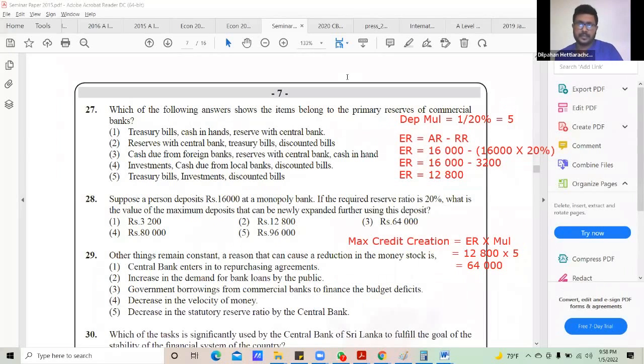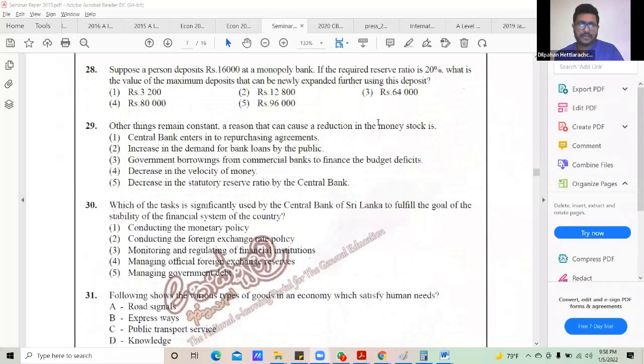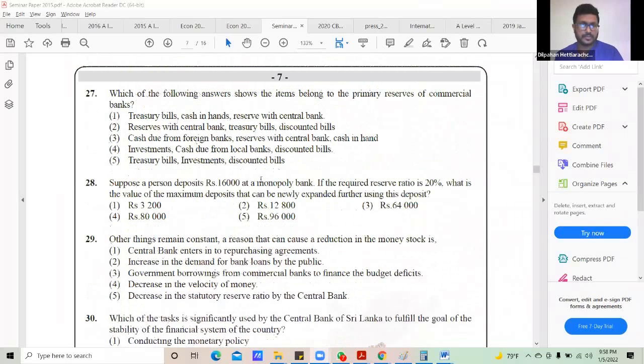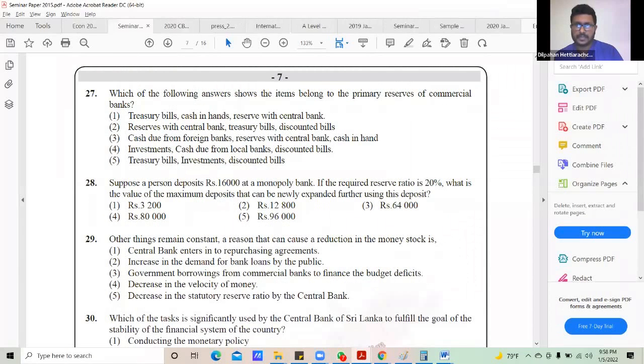Okay. So do you have any more questions regarding these credit creation calculations? I will give you a few minutes to ask whatever questions you have.